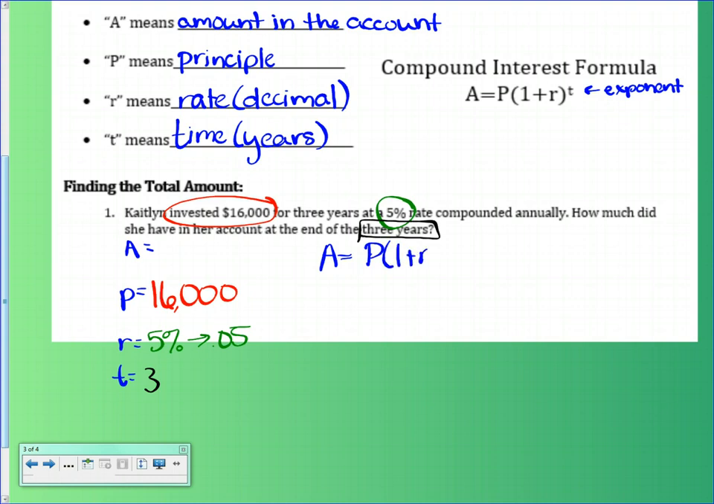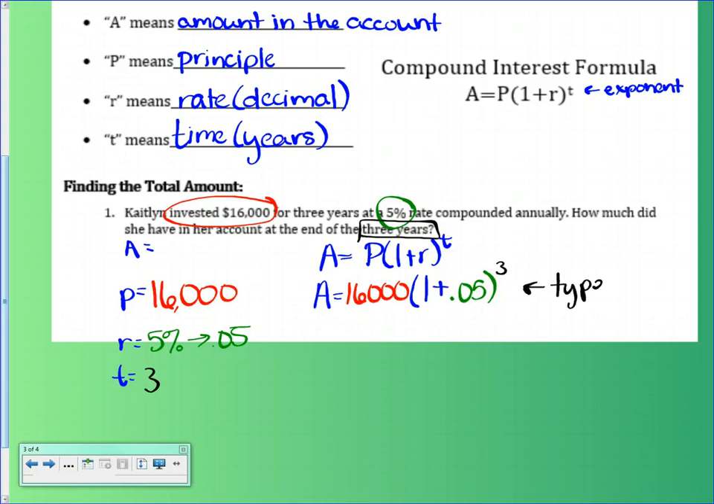Copy down your formula, and then we're just going to substitute in what we know. We don't know A, so that's going to stay. We know P is 16,000. 1 plus stays the same every time. It's always going to be 1 plus your rate. Here, our rate is 0.05 to the T, which is an exponent of 3. And then from this step here, you can just type that into your calculator.